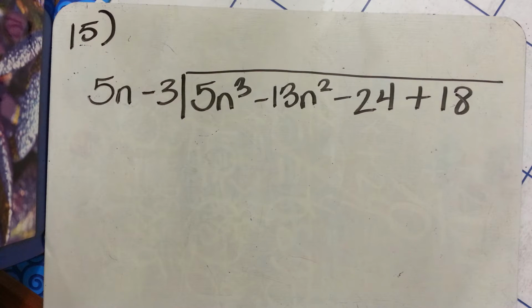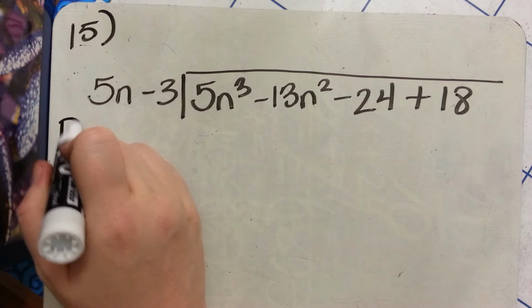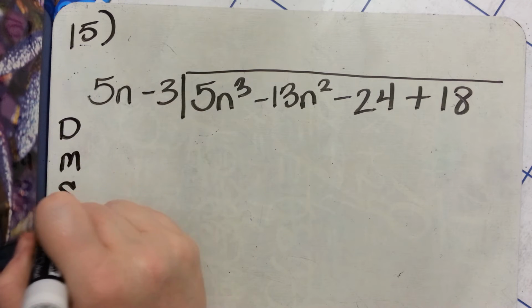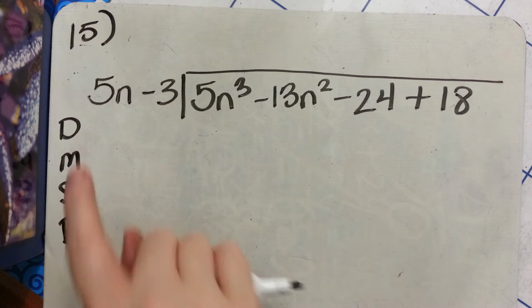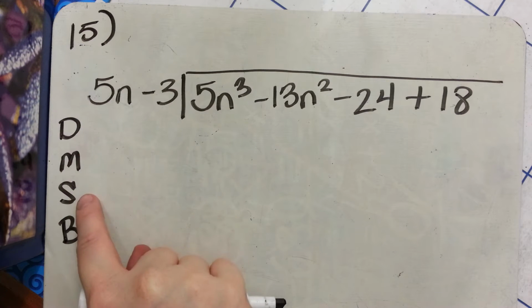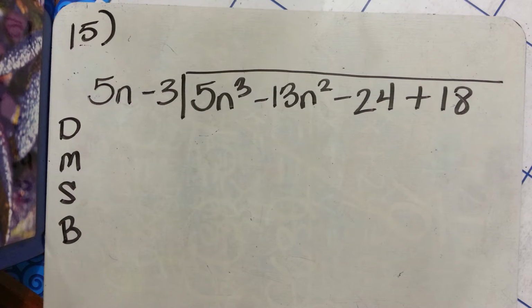So the steps are the same. All right, and we can write our little mnemonic device. Does McDonald's sell burgers? And again, this is for divide, multiply, subtract, bring down.